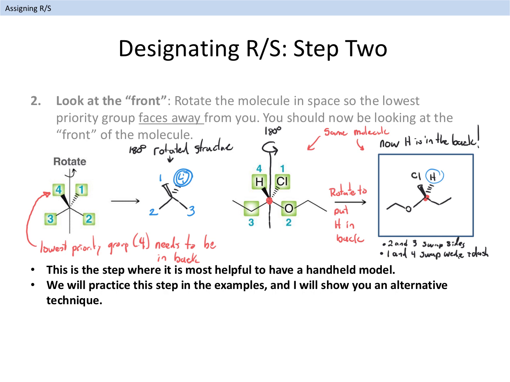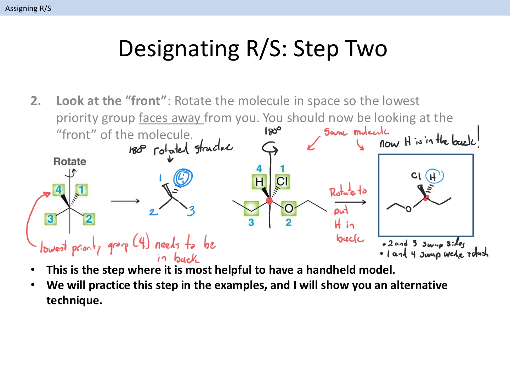This is the step where it is most helpful to have a handheld model, as visualizing the spatial arrangement can be challenging. We'll practice this step in the examples, and I will also show you an alternative technique to arrive at the correct orientation, usually without having to rotate the molecule.